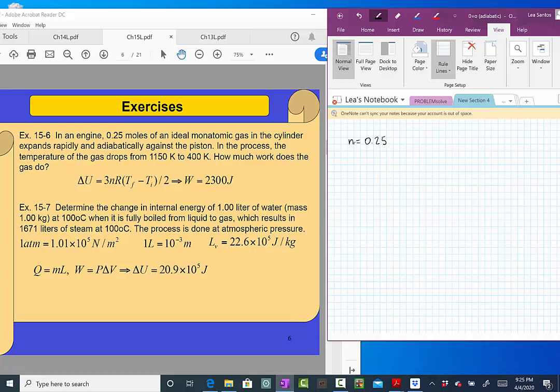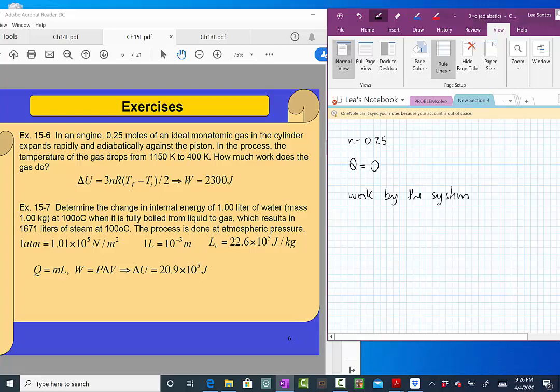And this gas will expand rapidly, adiabatically. So immediately we know Q is 0 from this information. And it's the gas that is expanding by itself, so this work of the expansion is done by the system.